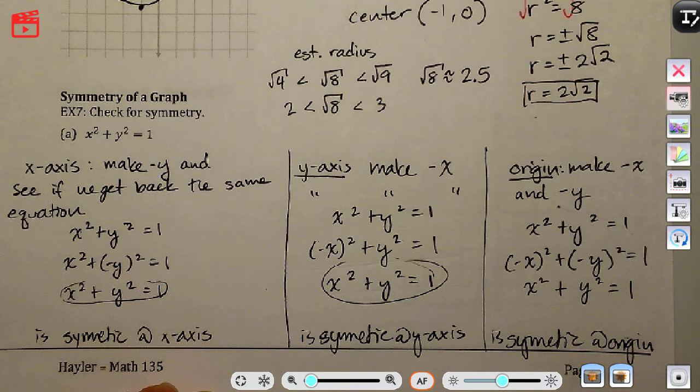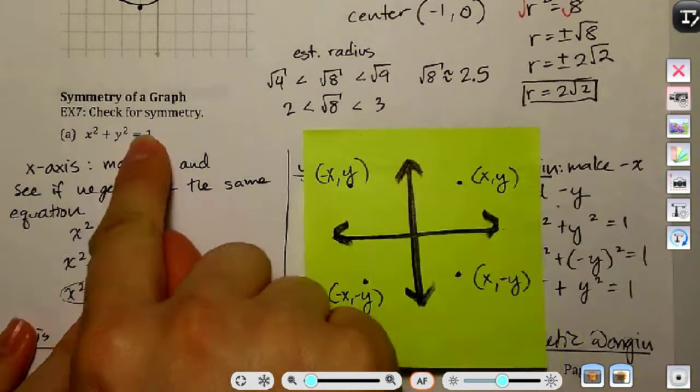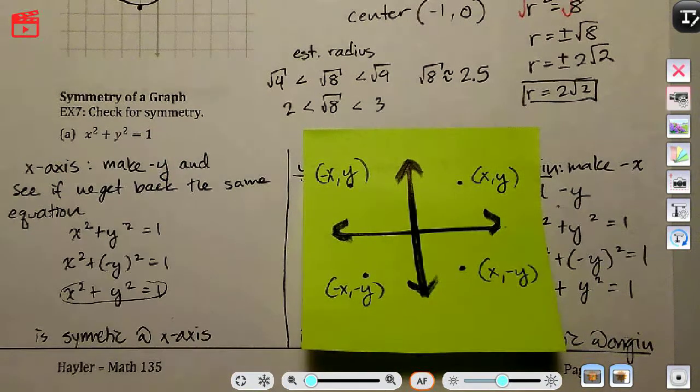And it actually makes sense because it is a circle. So let's see if that makes sense, because this is the equation of a circle. So let's go ahead, draw a circle.